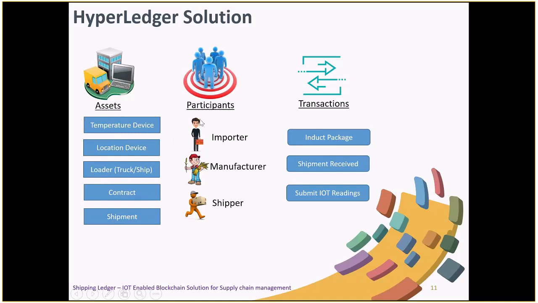Talking about participants, we have majorly three types: first is importer, second is manufacturer, third is shipper. If we talk about transactions, we can induct a package, and if the shipment is received, that is a type of transaction. Submit IoT readings, when we submit our temperature and location readings, comes into the submit IoT readings transaction.